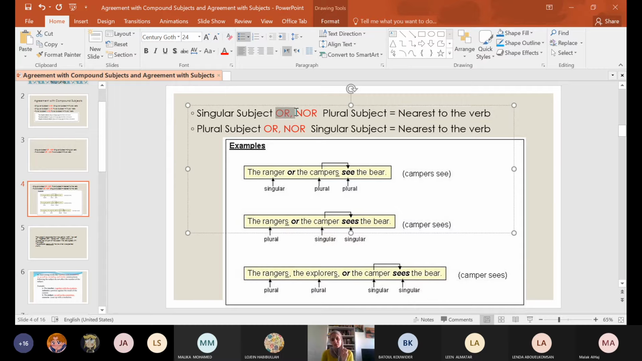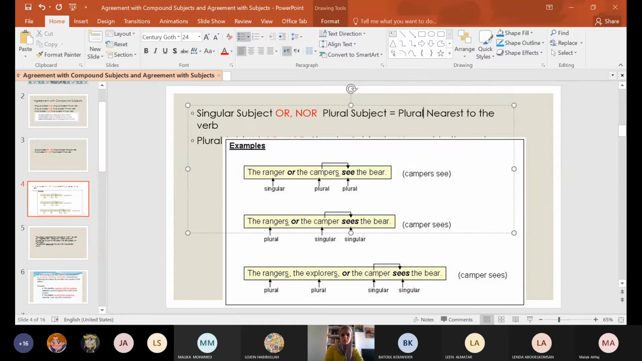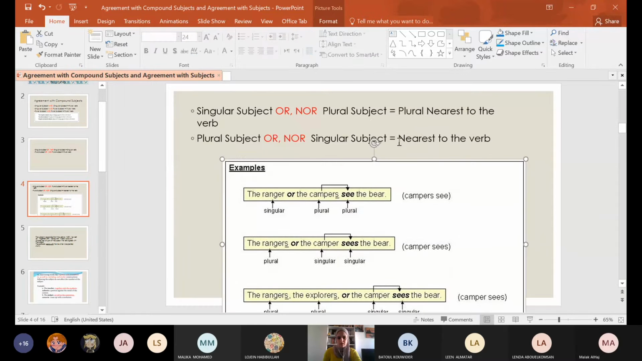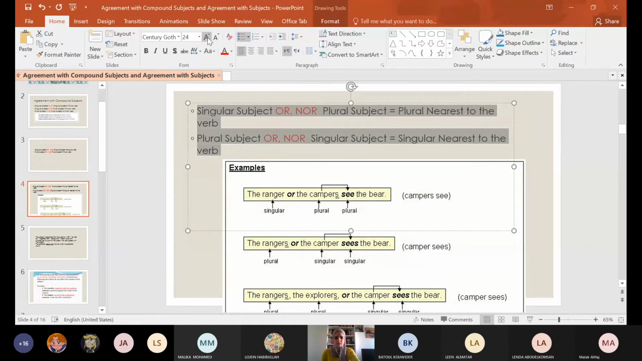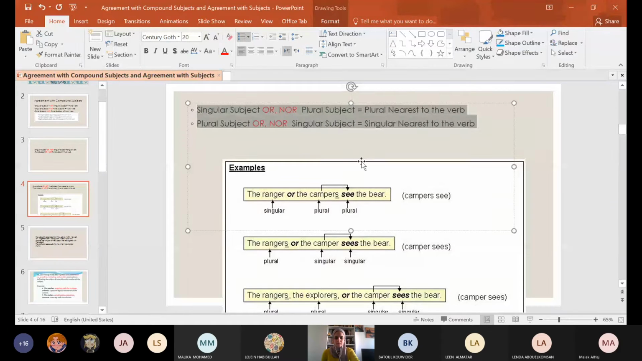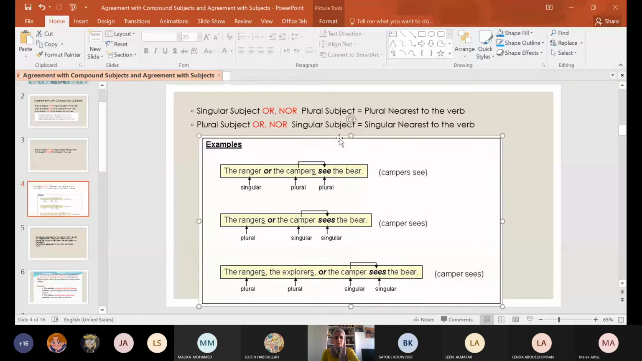Do you see my PowerPoint? Yes. They are connected by or, nor. My brother is singular. Parents is plural. I take the nearest to the verb, which is plural. Here, I'll write it. Okay.